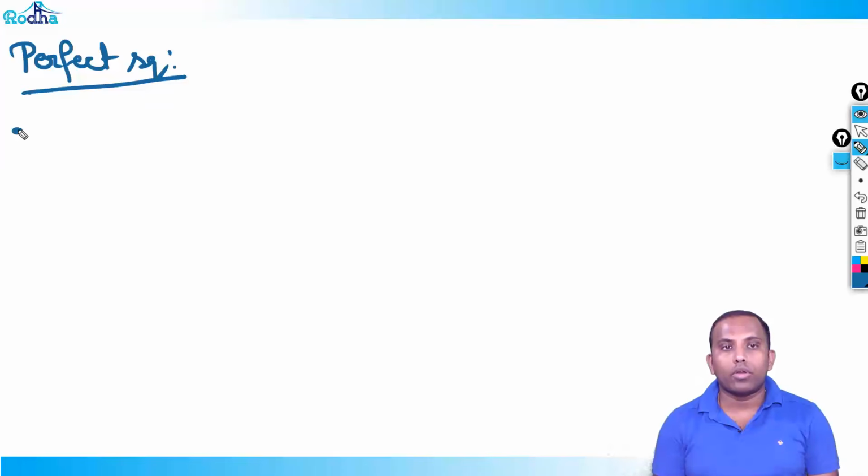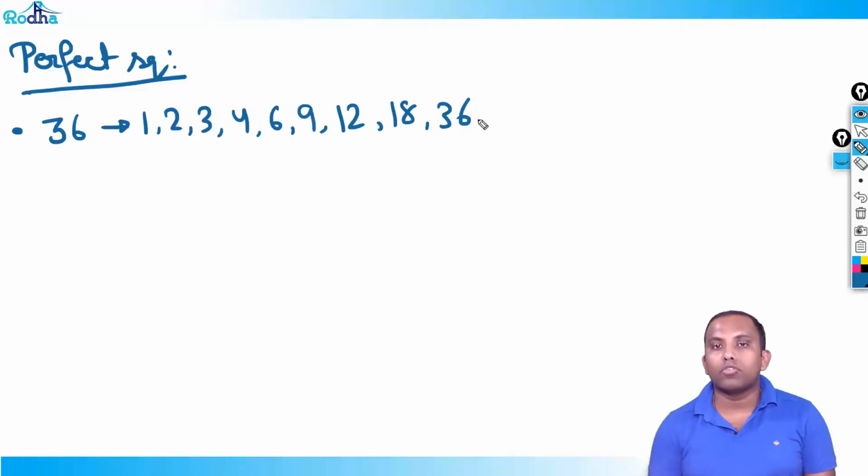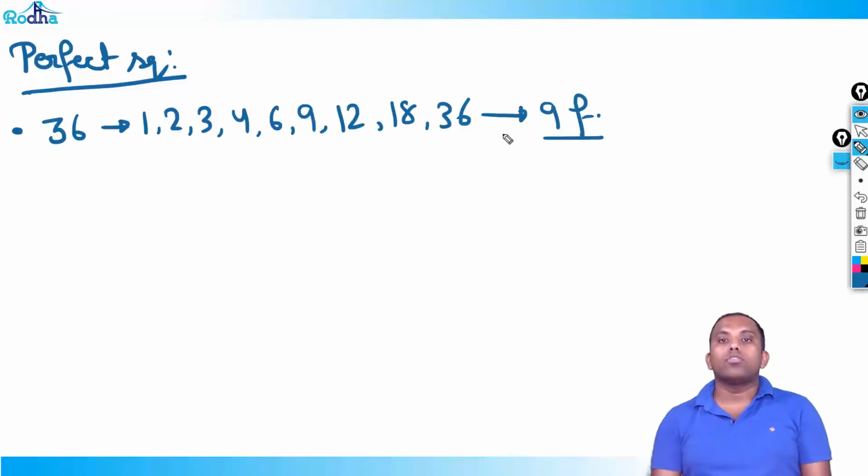In the case of a perfect square, if I write 36, 36 is a perfect square. If I write down all the factors of 36: 1, 2, 3, 4, 6, 9, 12, 18 and 36. So how many factors are here? 4 plus 1, 5 plus 4, 9. Total 9 factors. So in a perfect square, this number will be odd.